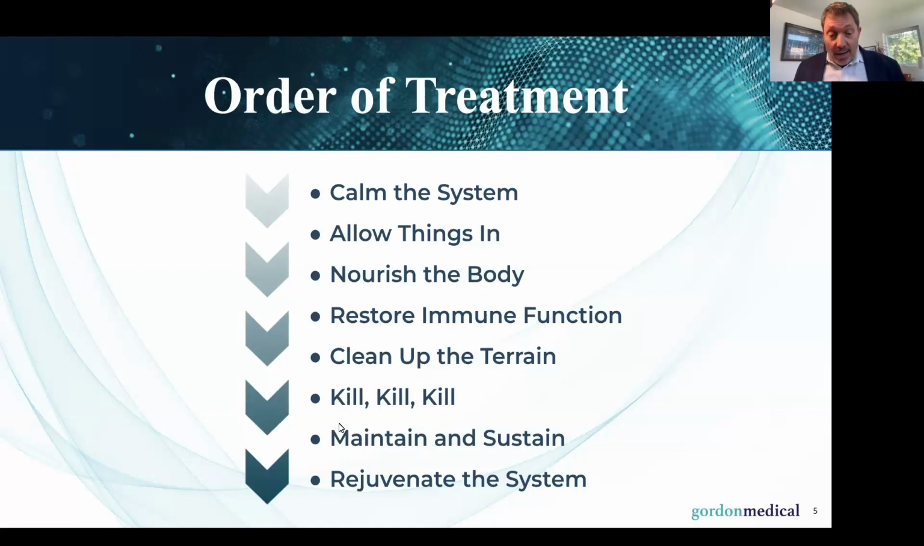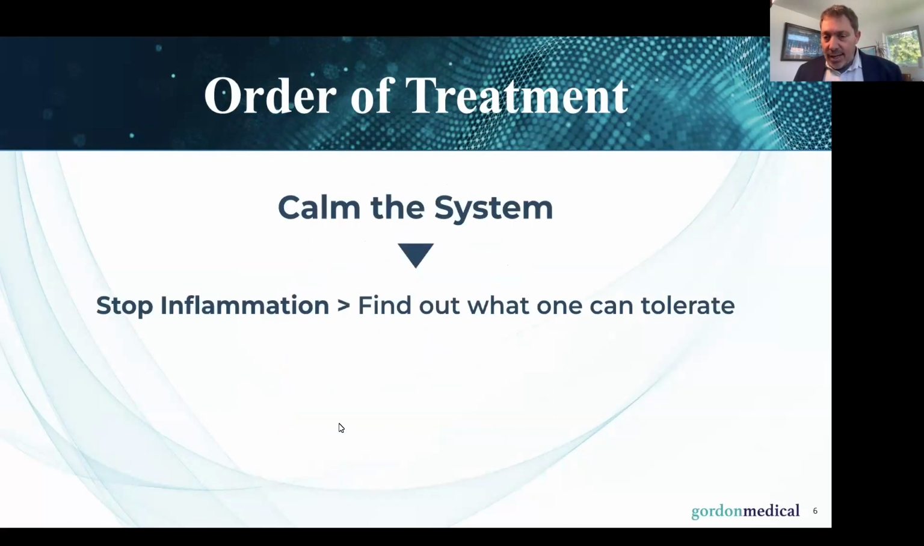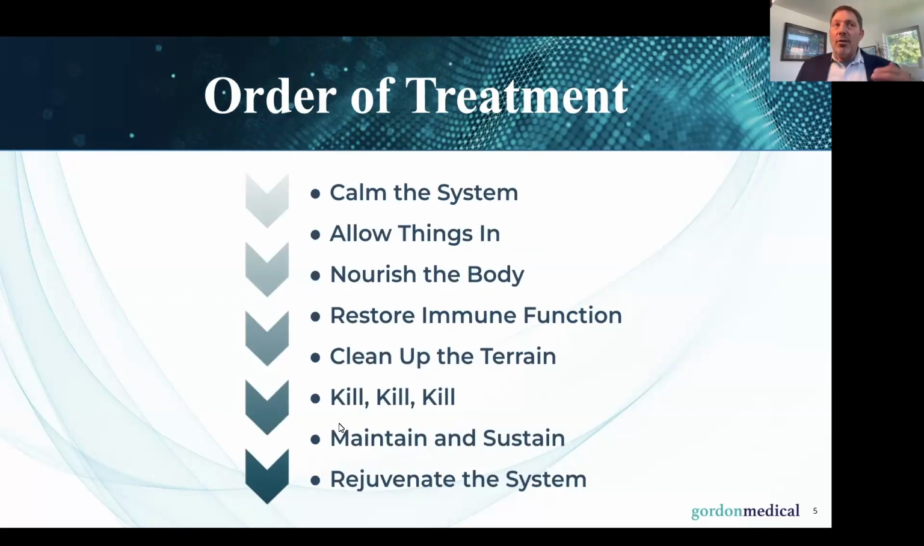And so for that group of patients, I find that the best order of treatment is to really calm the system, and then allow things in, which I'll get into in a moment, followed by nourishing the body, restoring immune function, cleaning up the terrain in order to kill the infections, followed by maintaining and sustaining, often with more detox, and then finally changing the model from an illness to a wellness model to actually rejuvenate the system.